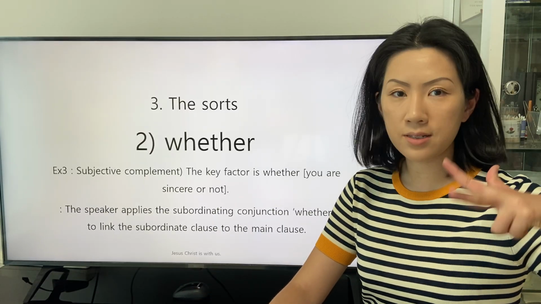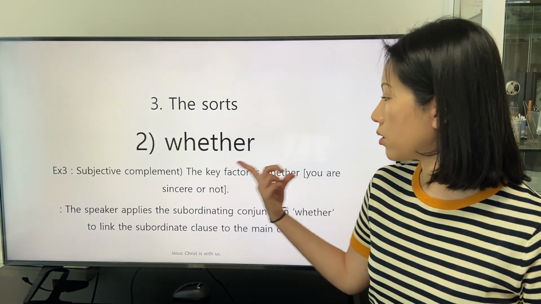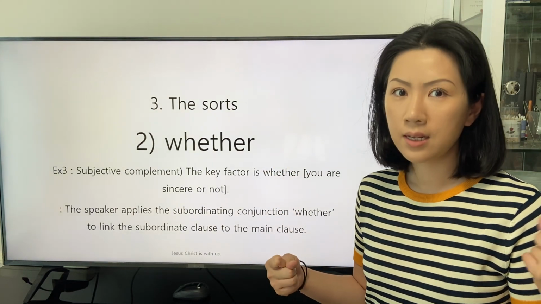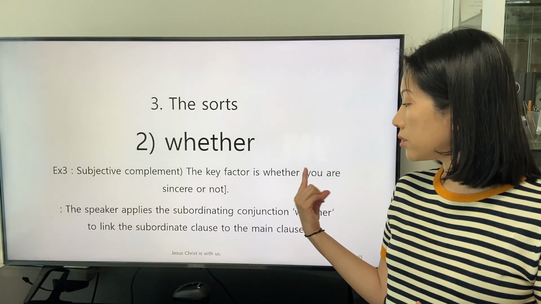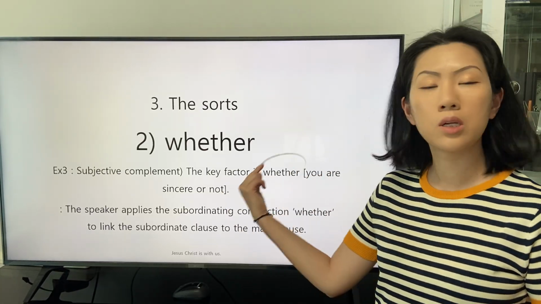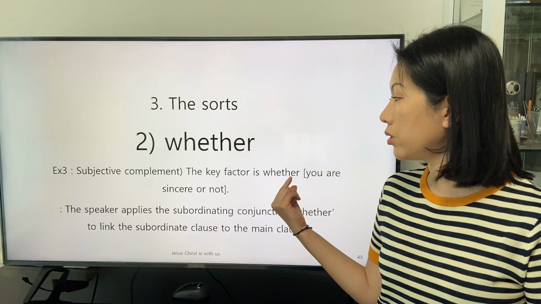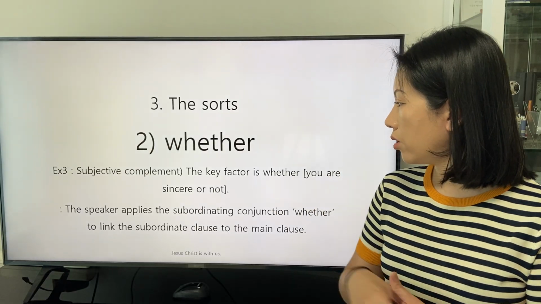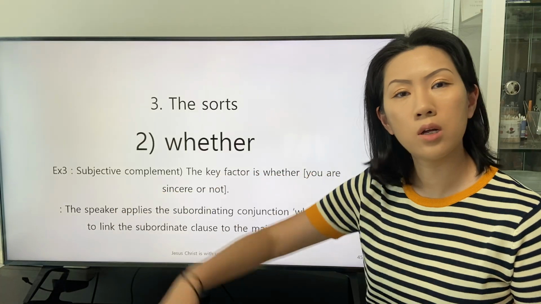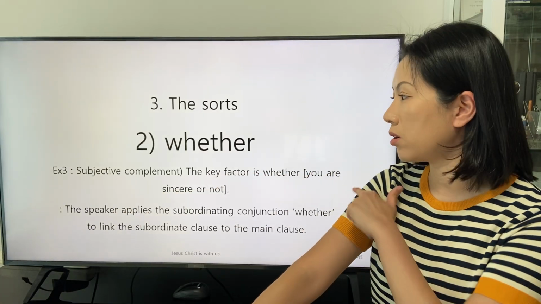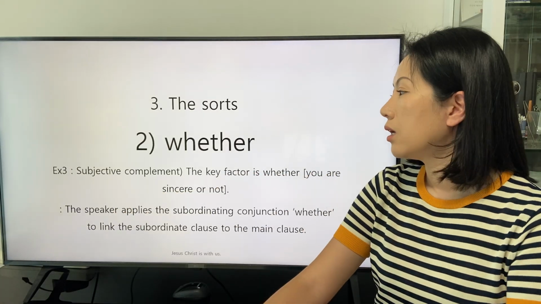The third example in which the subordinating conjunction whether is applied is this, and the subordinate clauses linked by the subordinating conjunction whether are the subjective complement in the whole sentence.